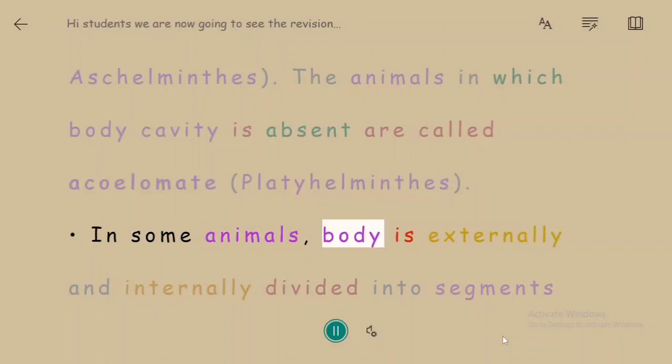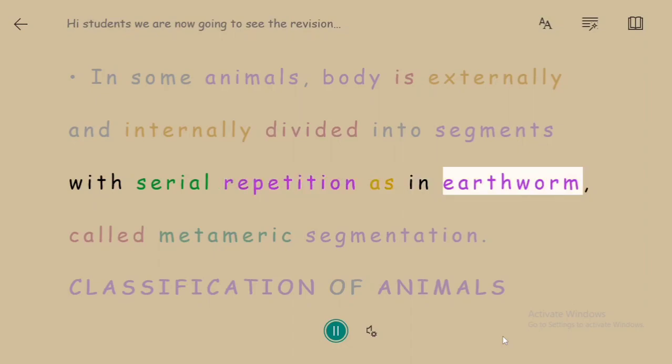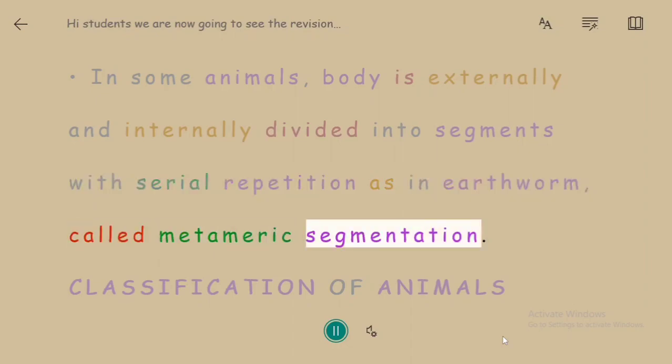In some animals, the body is externally and internally divided into segments with serial repetition, as in earthworm, called metameric segmentation.